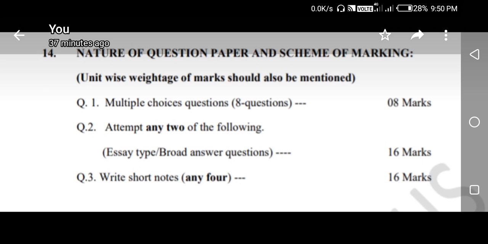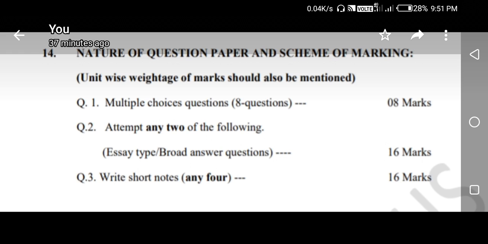First of all, we will learn the nature of the question paper and scheme of marking. Each question paper has 3 questions. The first question is multiple choice questions. 8 questions are there, each carrying 1 mark. The sum total comes to 8 marks for the first question.